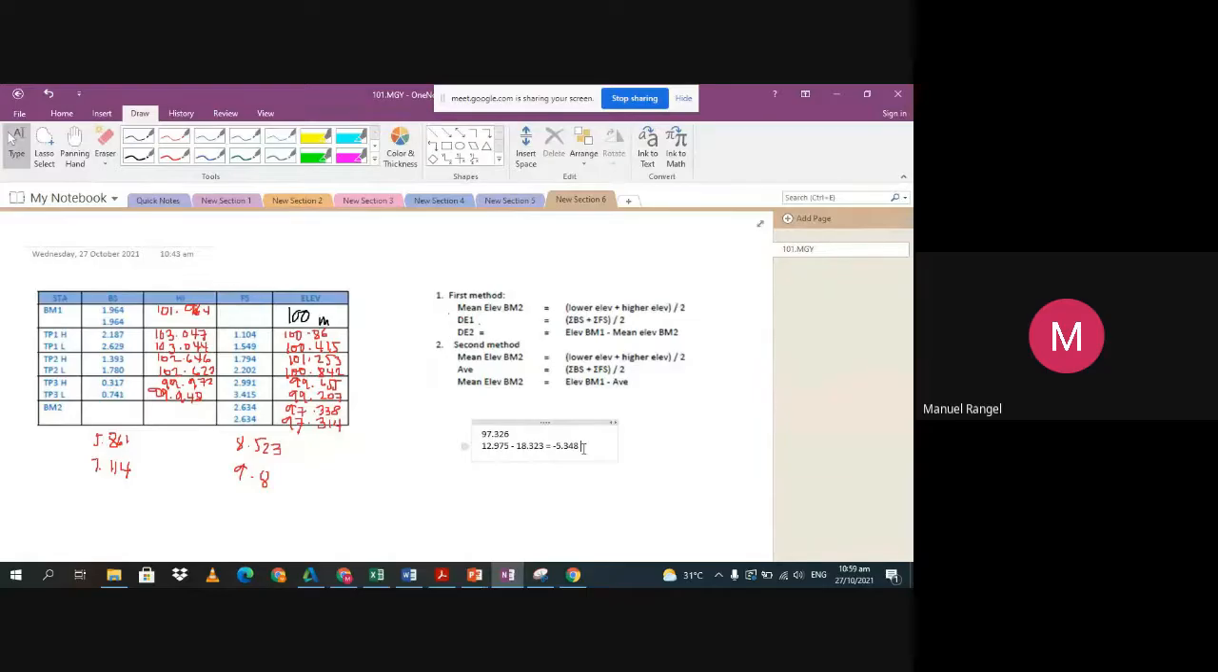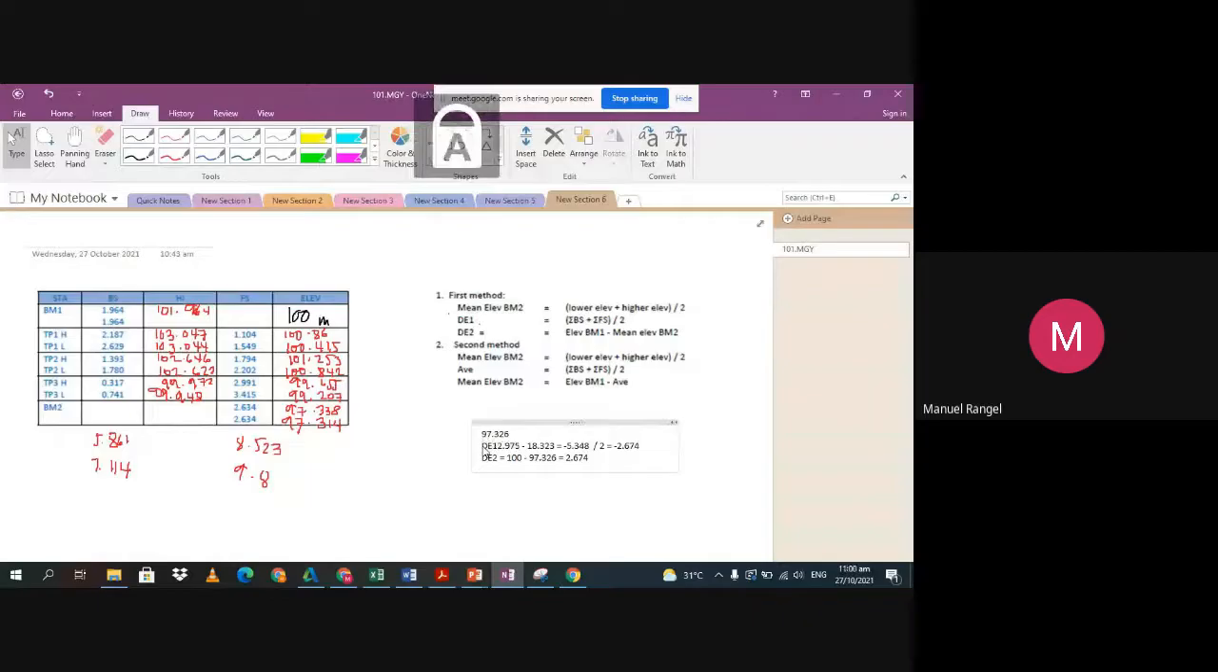Ay, divided by 2 na ini dapat. 2.674. Then for DE2, elevation of BM1, 100 minus mean elevation of BM2 of 97.326. So that is 2.674. 100 minus 97.326. Dapat mag-equal sila but in opposite.